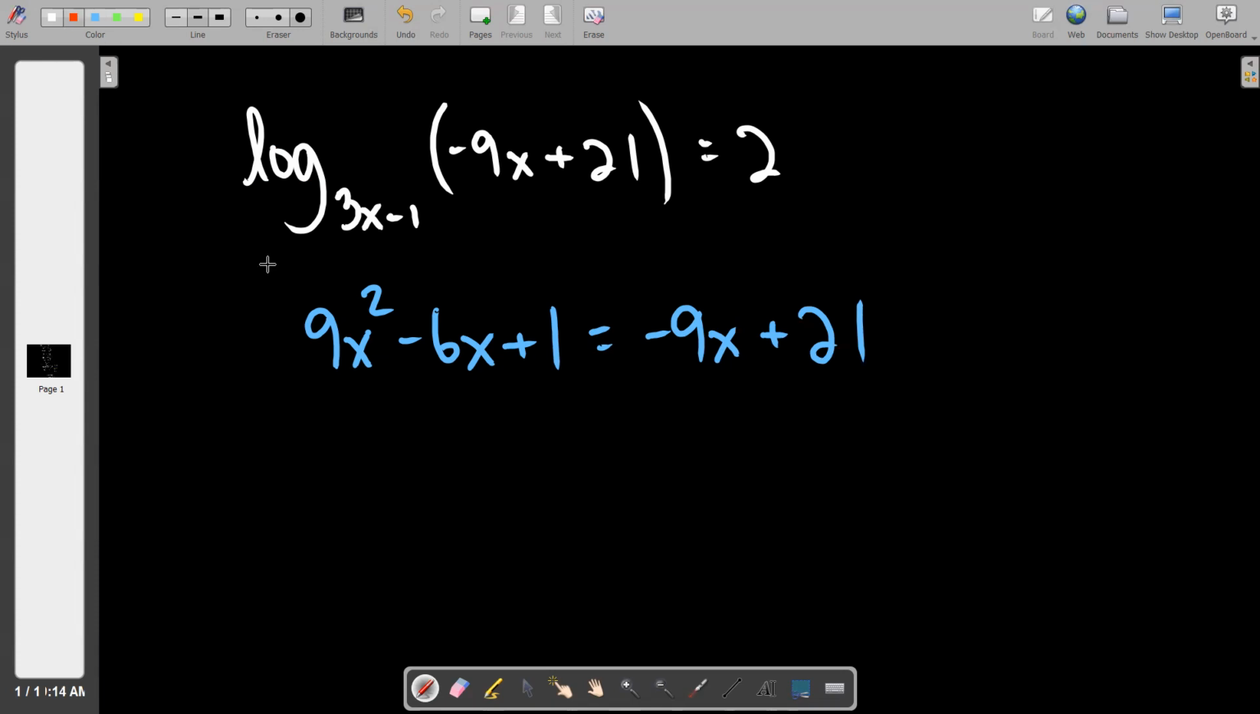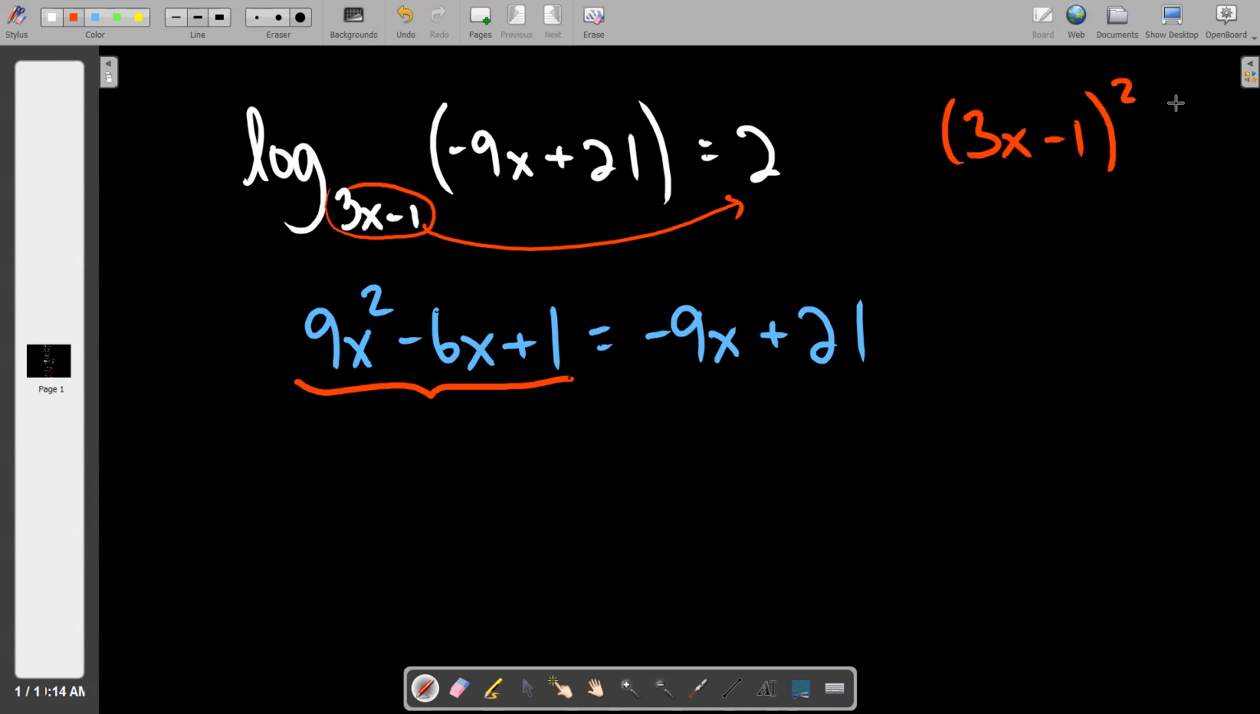And I know in every room there's always someone who's like, how did you get that? But they either are too afraid to ask or just not wanting to ask. So the question might be, where did this come from? And remember, that is just this thing I'm circling in red raised to the power of 2. So it's that square multiply double rearing its head yet again.